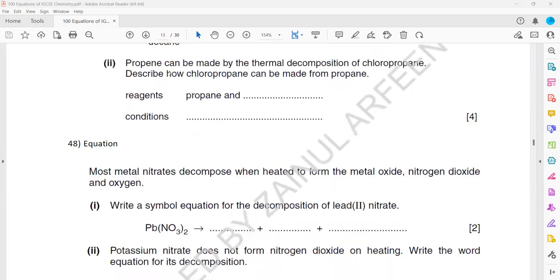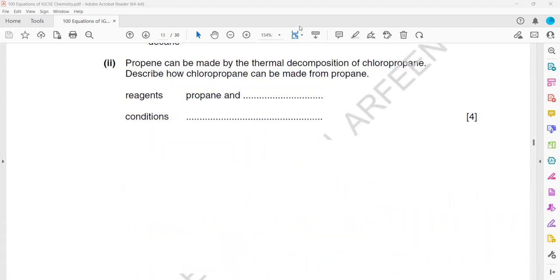Yes, sir. Then, propene can be made by thermal decomposition of a chloropropane. Describe how a chloropropane can be made from propane. What we want to prepare is a halogenoalkane, from an alkane, so it is a substitution reaction. Good. If we want to prepare a chloropropane, one of the reagents is propane, an alkane, and then we should react it with chlorine, and there will be a substitution reaction.